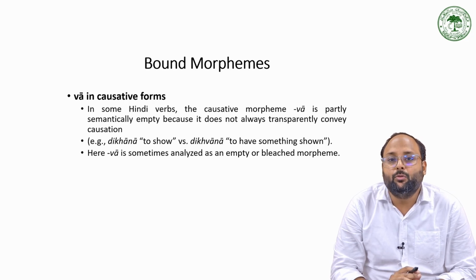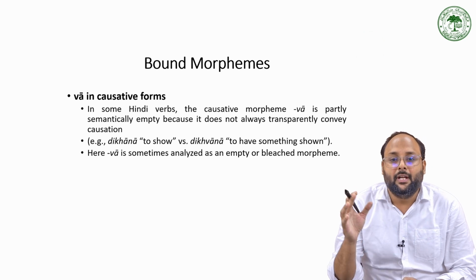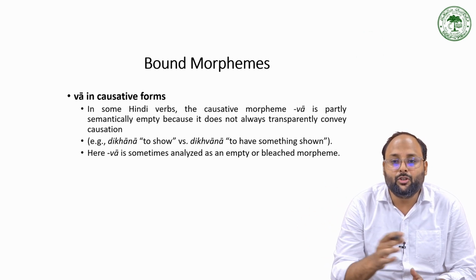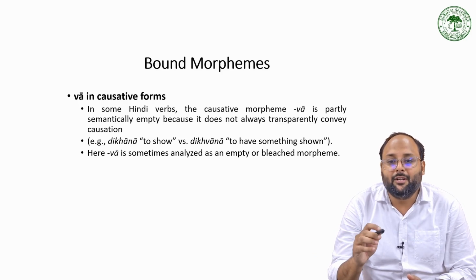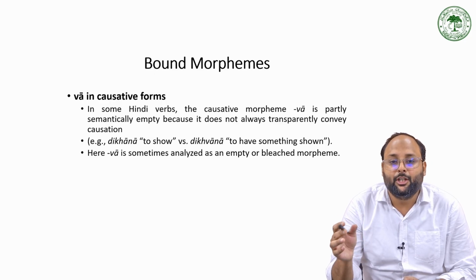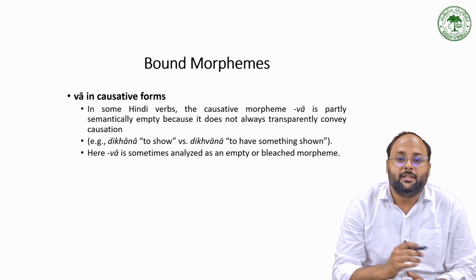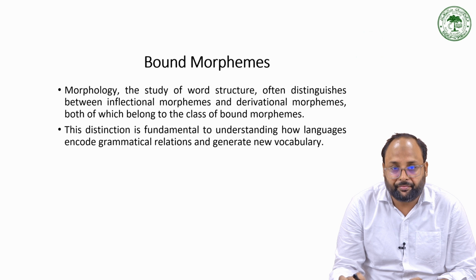So in some Hindi Urdu examples, the causative morpheme va is partly semantically empty because it does not always transparently convey causation. So when you consider lots of other examples cross linguistically, like the word dikhana or dikhwana, to have something shown, here the va is sometimes analyzed as an empty or bleached morpheme, because it does not have this kind of meaning, because the main meaning derived by the na suffix for making is causation.